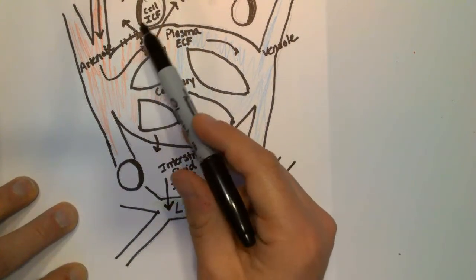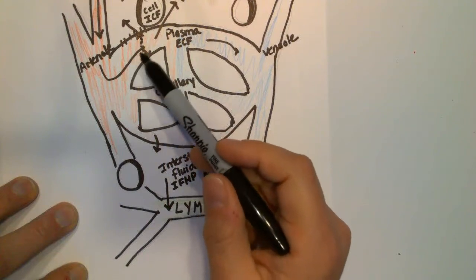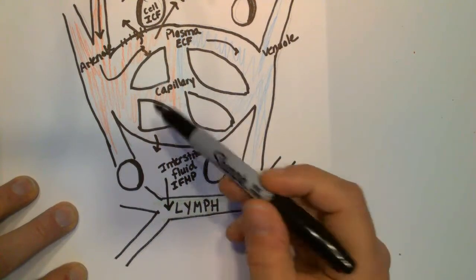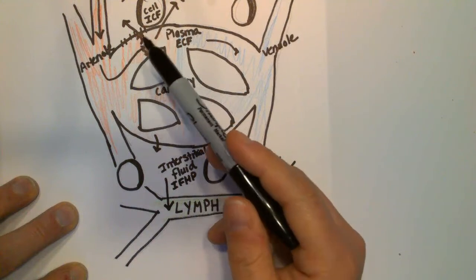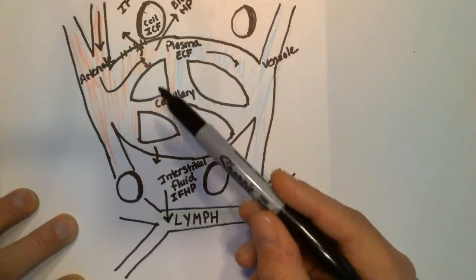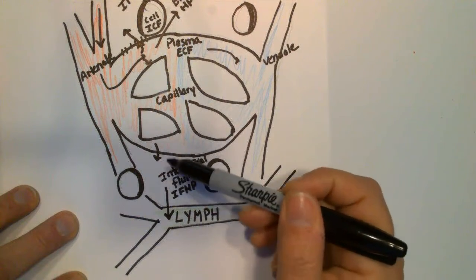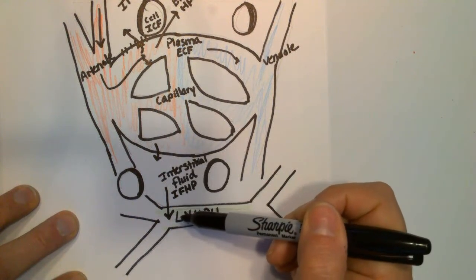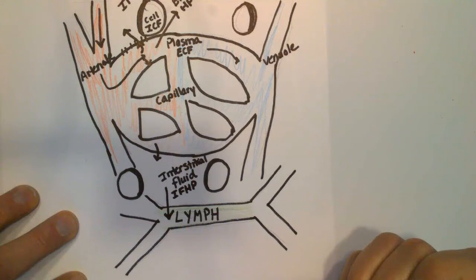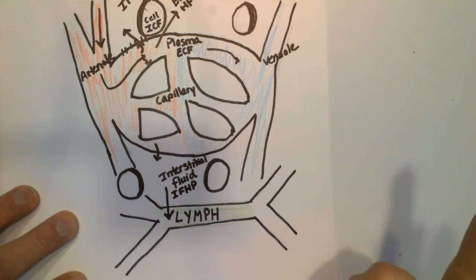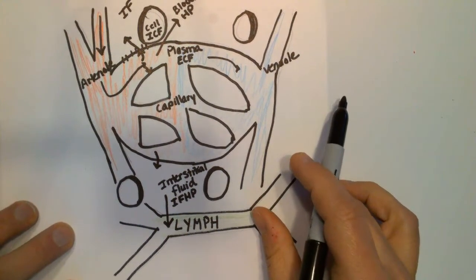So this up here is going to be caused by the blood pressure, the pressure of the blood flowing through the arteries. As the fluid gets pushed out into the interstitial fluid, it's going to then build up and cause pressure that will push the fluid into the lymph vessel. And then the lymph is going to drain that fluid. So those are the two types of hydrostatic pressure.